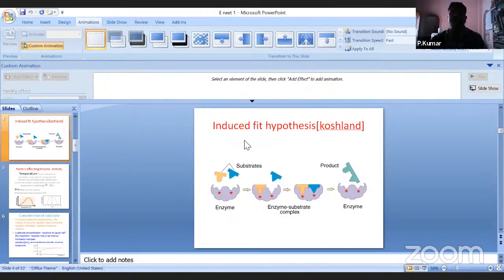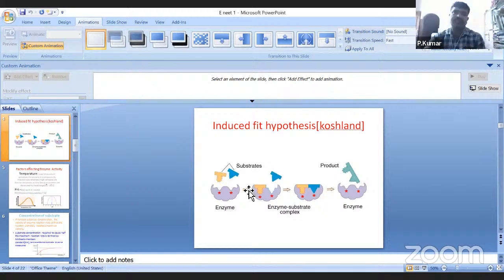The next one you are observing is the induced fit theory. It is proposed by Koshland, the scientist. According to this theory, the enzyme can react on any substrate, but that is not correct. According to this theory, the urease enzyme could react on urea and on another substrate as well. So that's why it is the failure theory.